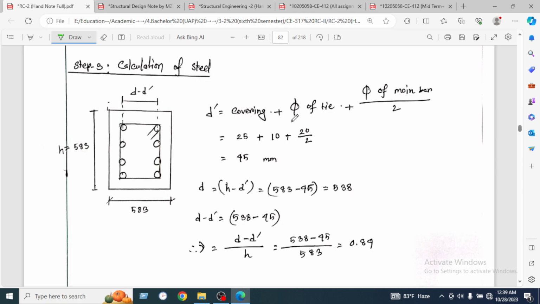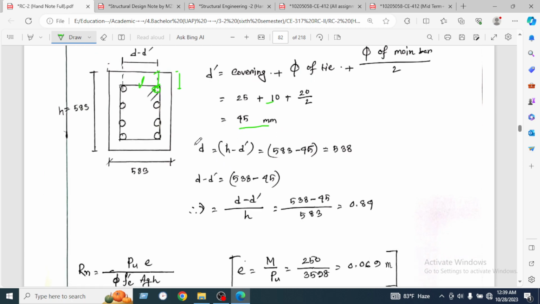Okay, so let's calculate the column with steel. d prime equals covering plus phi of tie bar plus phi of main bar divided by 2. So we will calculate d prime here. 25 is the covering, and the tie bar. Here is the tie bar, we have used 10 millimeter, and the main bar we have used 20 millimeter, divided by 2. So d prime equals 45 millimeter.